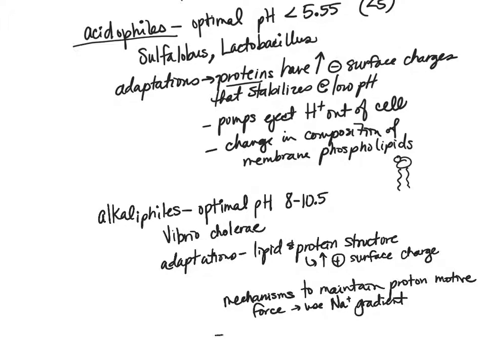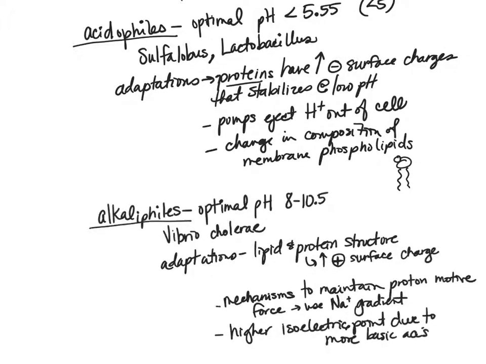And they have a higher isoelectric point. And that is due to the more basic amino acids that they have in their proteins. So again, they're going to change protein structure. So not only is there going to be an increased number of positive surface charges on the proteins themselves, but then they're also going to be utilizing more basic amino acids because then they're going to have an easier time existing in this alkaline environment.